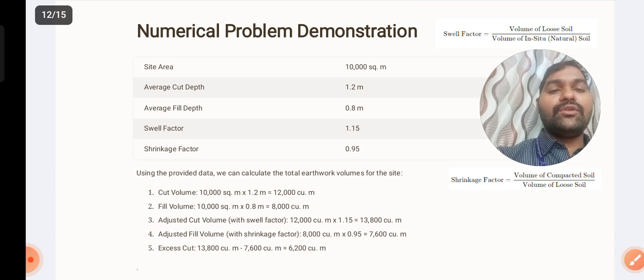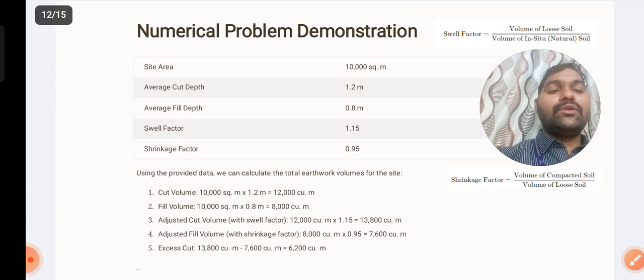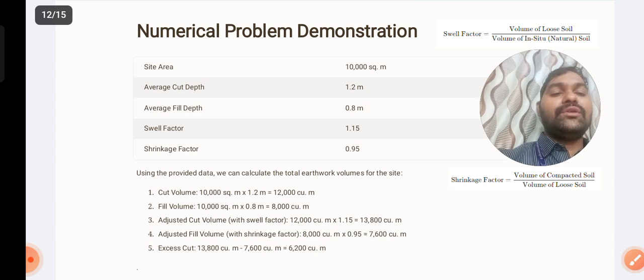So how can we calculate the cut volume? That is equal to area multiplied by the depth. So 10,000 into 1.2 is 12,000 cubic meters, and fill volume is 10,000 square area into 0.8, that's 8,000 cubic meters. Adjusting the cut with the swell factor, that is 12,000 into 1.15, which is equal to 13,800 cubic meters. Adjusting the filling volume with the shrinkage factor, that is 8,000 into 0.95, which is equal to 7,600 cubic meters.